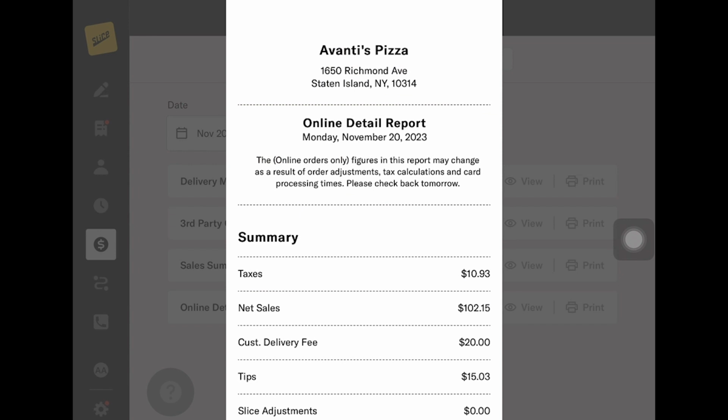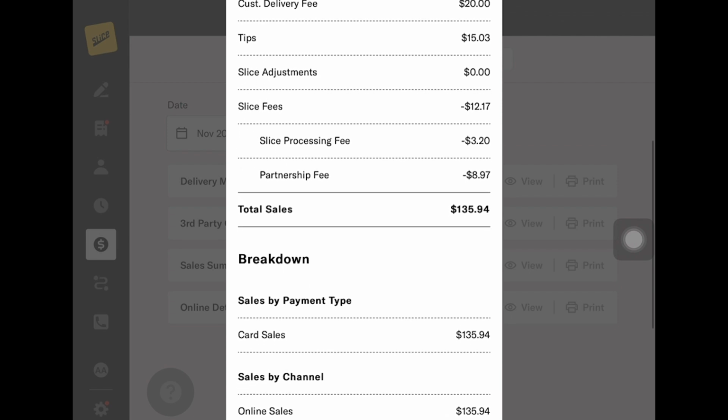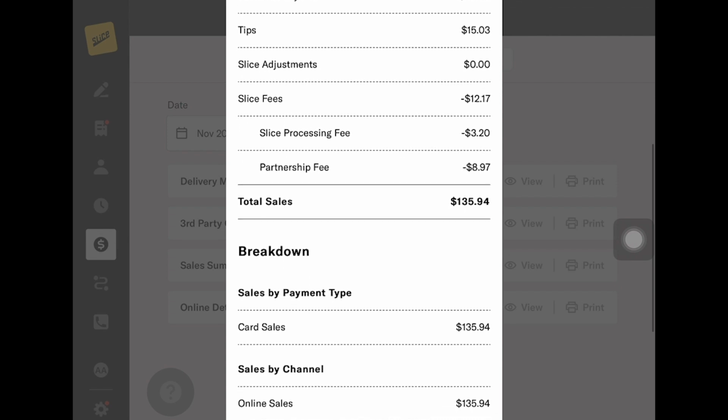Slice adjustments are the sum of any manual reimbursements, Slice promo codes, Slice rewards, chargebacks, payout reissues, and reversals or past due amounts. Slice fees are broken down by processing fees and partnership fees. Slice processing fees is the sum of the credit card processing fee for each online order. Partnership fee is the sum of each per order charge for Slice online orders.